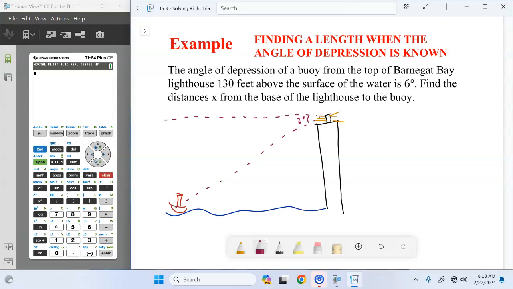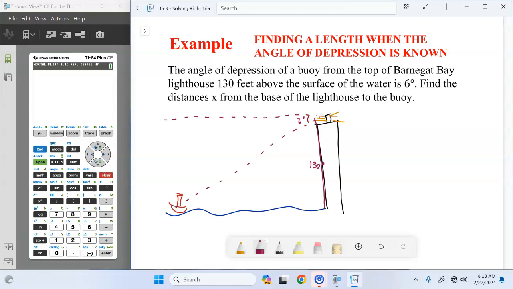So we've got our angle of depression, and we know that the lighthouse is 130 feet above the surface of the water. So we have this vertical distance here, 130 feet. Okay. 130 feet above the surface of the water.